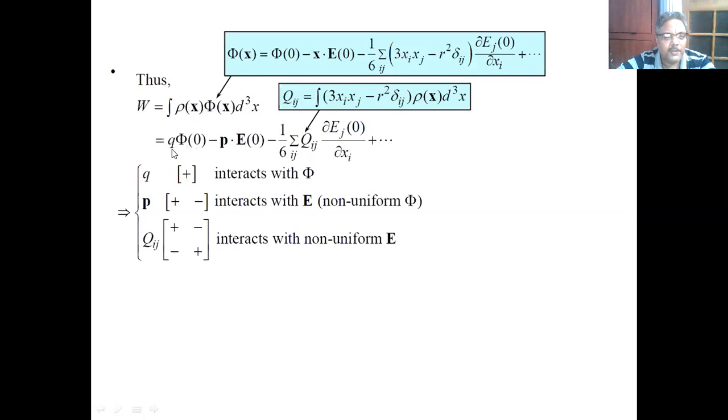You can see the different notations. For the monopole, the notation is small q. For the dipole moment, the standard notation is small p. For the quadrupole, the standard notation is capital Q with indices ij.